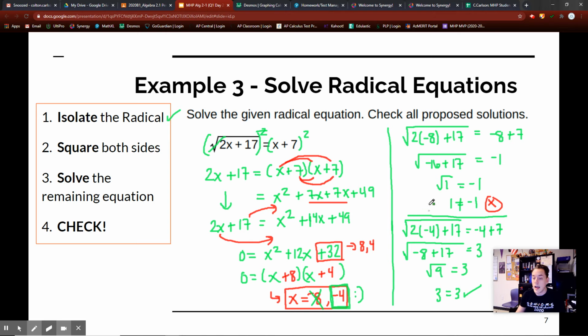What do I do? Well, I have to check both of them. So once I check negative 8, I plug it into the original. I actually get 1 equals negative 1. So that means I can't have negative 8. And then if I plug negative 4 in, I actually get 3 equals 3. So therefore, it does work out. What's my actual answer? Negative 4.